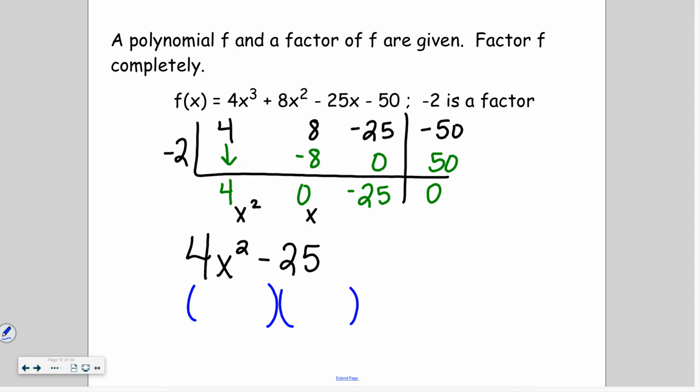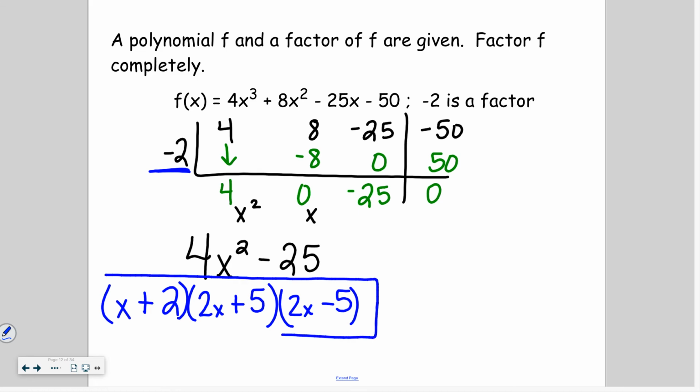So the square root of 4x squared is 2x. The square root of 25 is 5. And remember, 1 is plus, 1 is minus. And we have one more factor. Remember, we always change the sign here. So instead of a negative 2 as a factor, it should be a positive 2. And there you go.